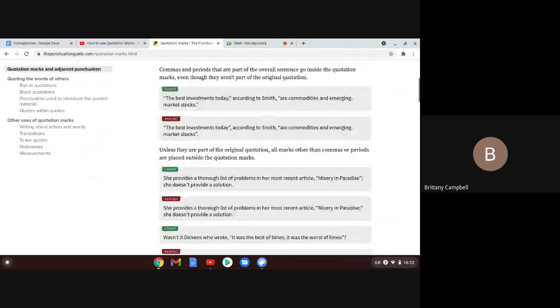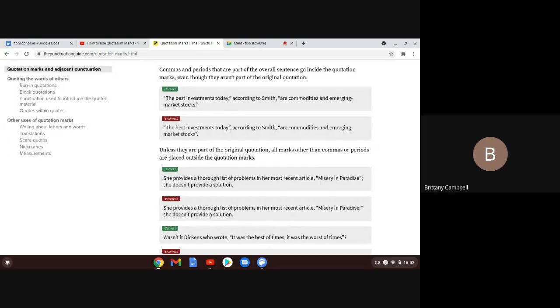So the main thing I want for you to remember with the use of the quotation mark, ensure that whatever a person actually says directly, you use the quotation mark there. So before and after. Now, unless they're part of the original quotation, all marks other than commas or periods are placed outside of the quotation mark. So we're just looking at the same thing which has been highlighted in the video, in some of the examples.